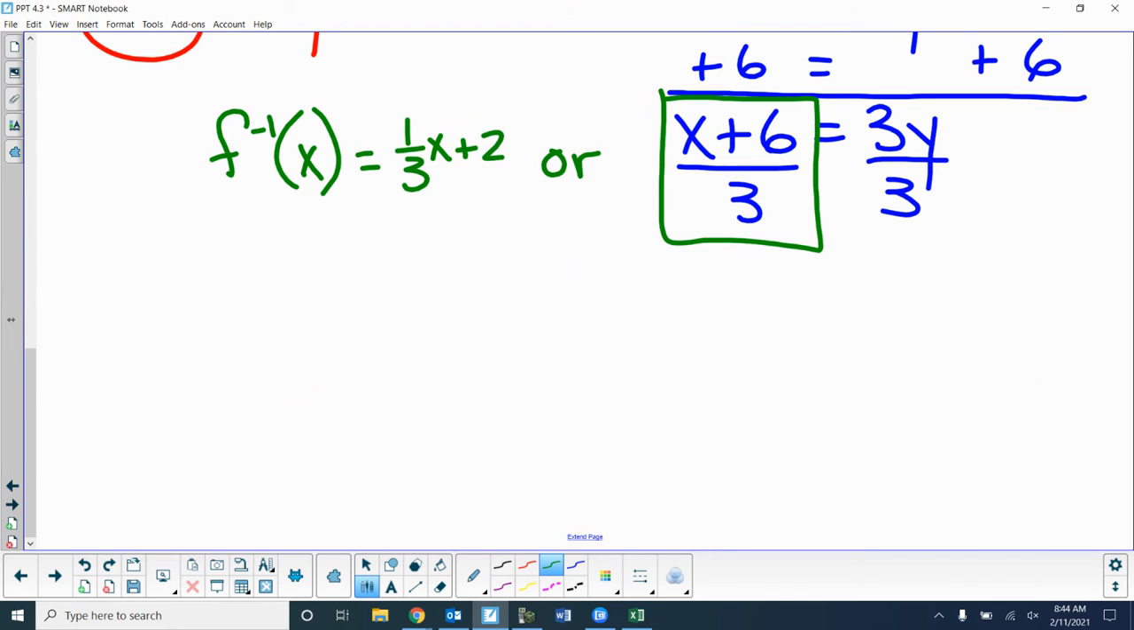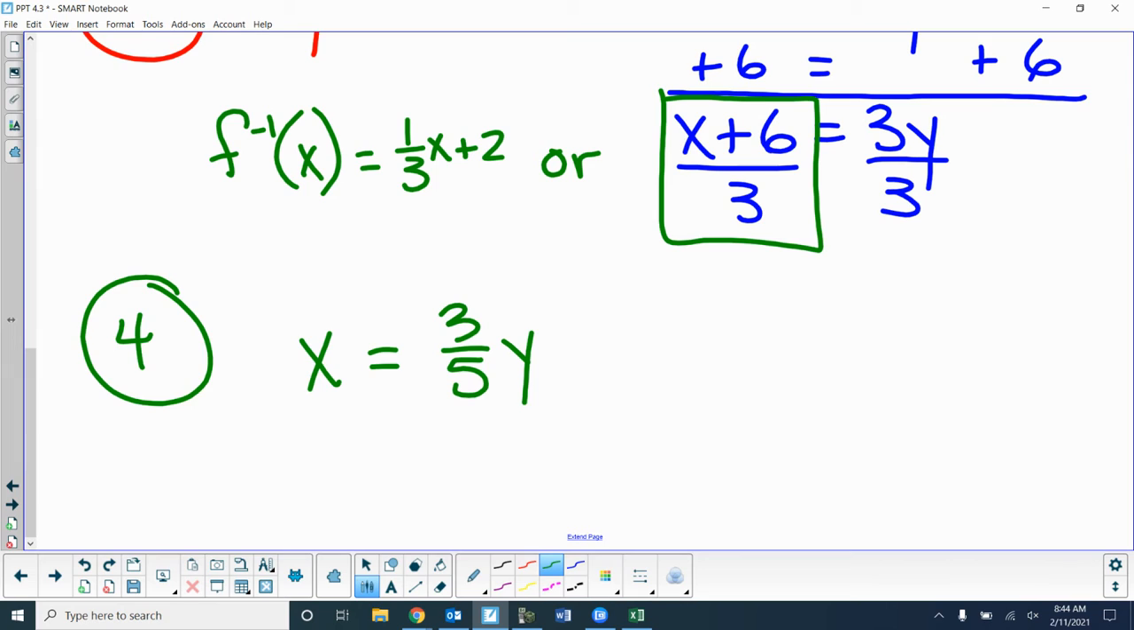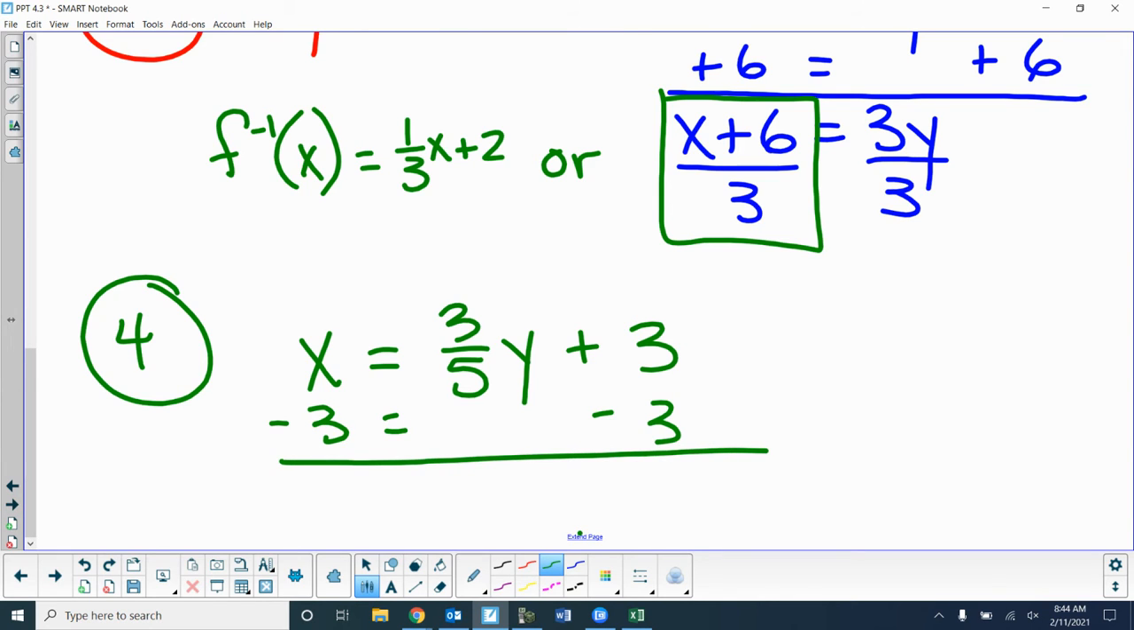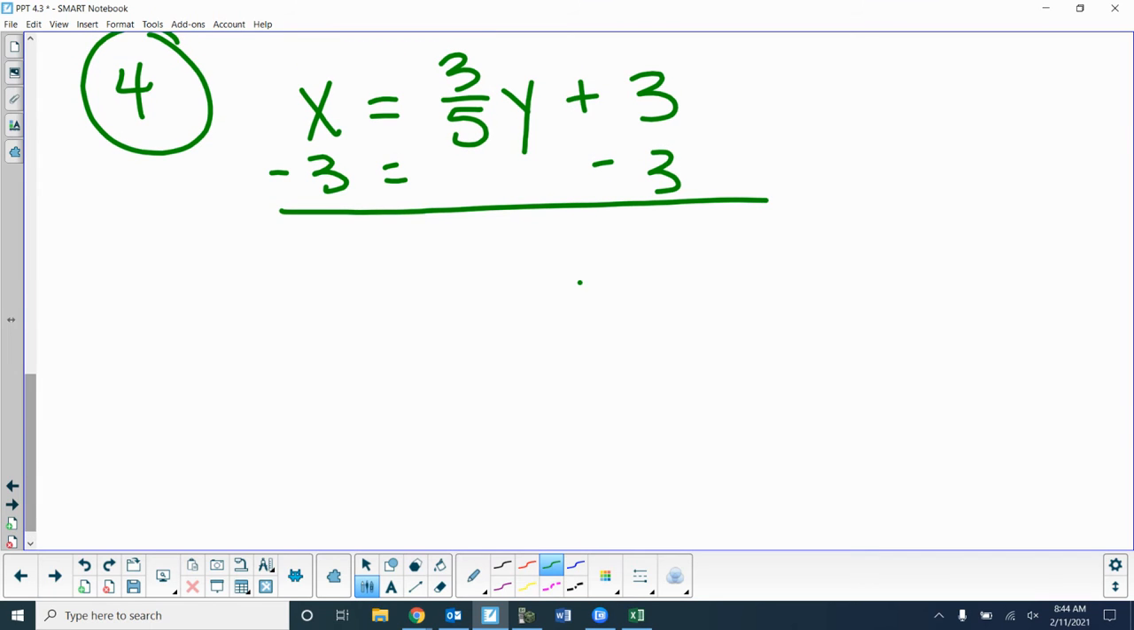Number 4, same type of problem. Okay. So f of x, the y, I'm going to change to the x, and the 3/5 x, I'm going to change to 3/5 y. Okay, I switch the x and the y. So I'm going to subtract 3 to get y by itself. That's my first step. So I have x minus 3 equals 3/5.